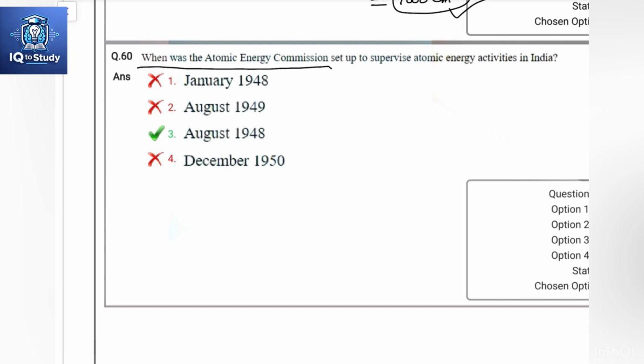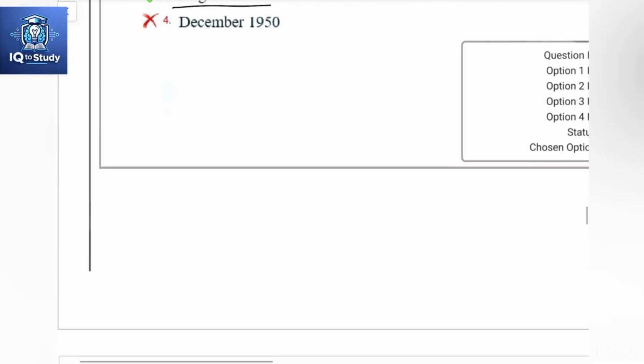When was the Atomic Energy Commission set up to supervise atomic energy activities in India? In August 1948. It was set up under the Department of Scientific Research. The main function of the Atomic Energy Commission is to organize research in atomic science in the country and train atomic scientists in the country. So in August 1948, the Atomic Energy Commission was set up to supervise atomic energy activities in India.